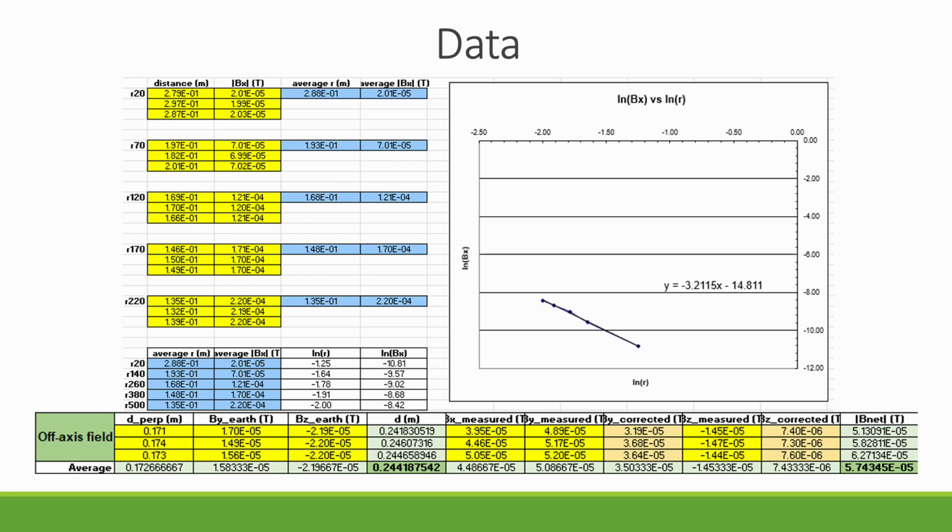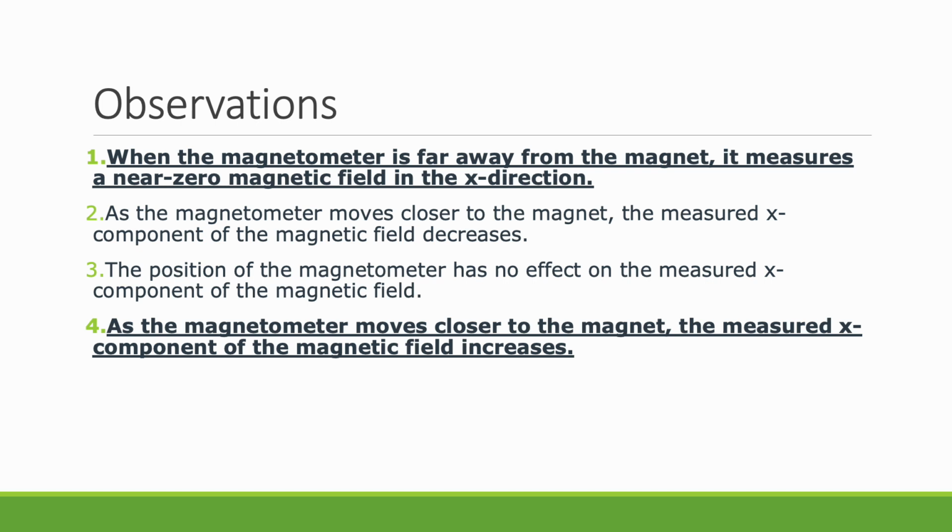This is my Excel sheet for the data I collected. I took 3 distances for each of the magnetic fields and got the average for each of these fields. These values will be needed to calculate the magnetic dipole moment. And as you can also see in the graph, the slope is negative 3.211, which is n, and the intercept is negative 14.811, which is k, which will also be used later to find mu. And then in the corner, you can also see that it calculated the B net average to be 5.74 times 10 to the negative fifth teslas.